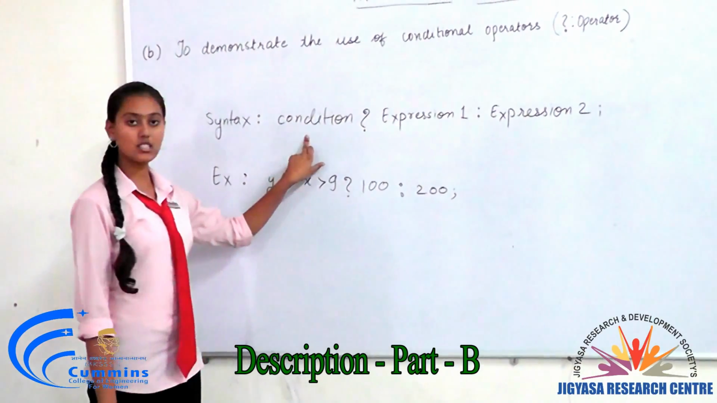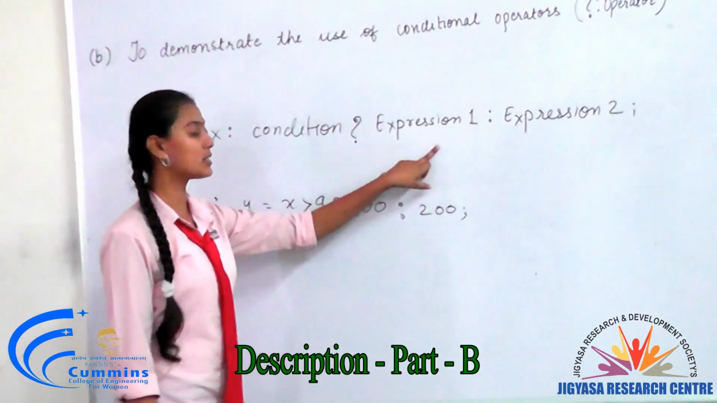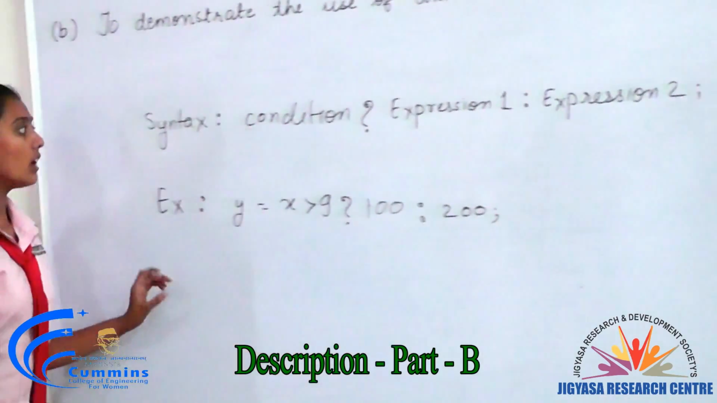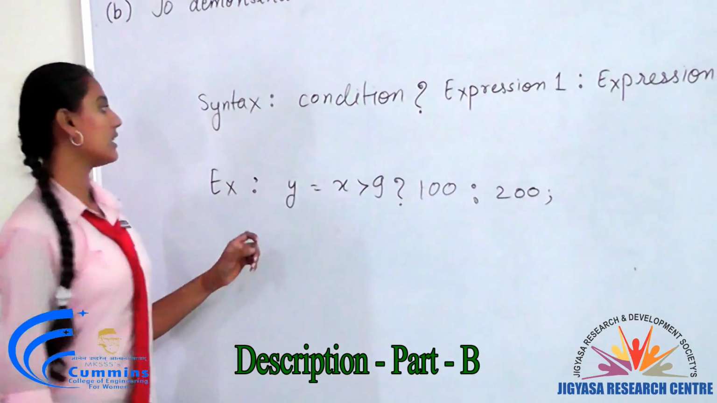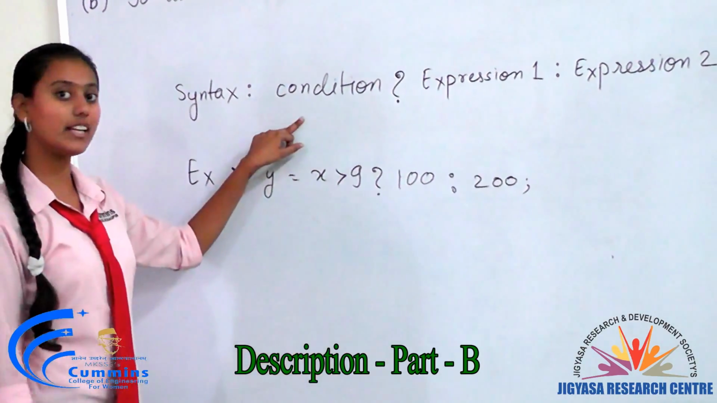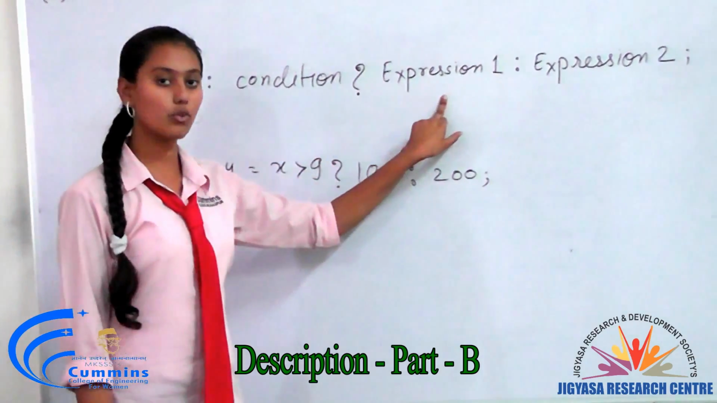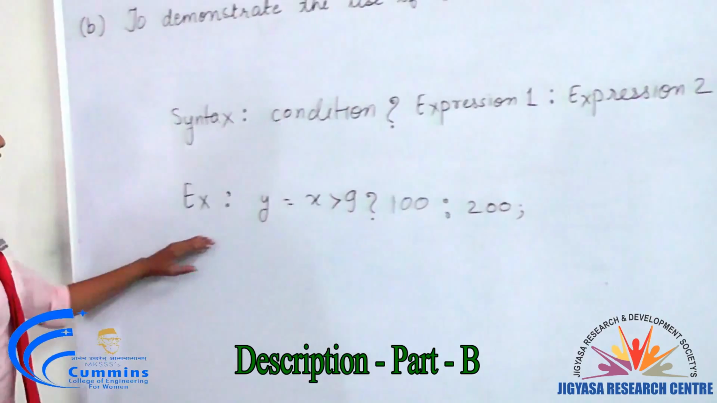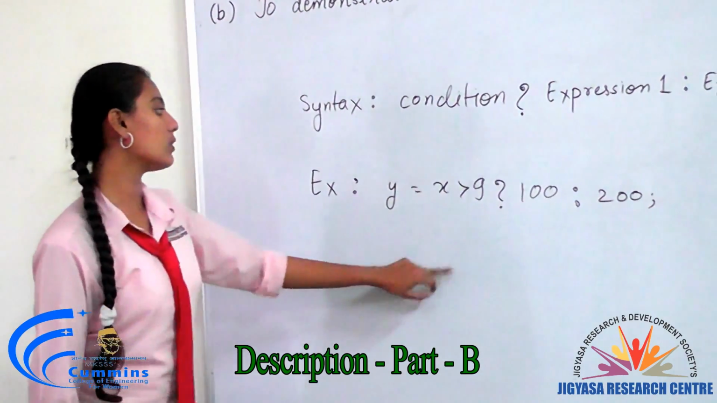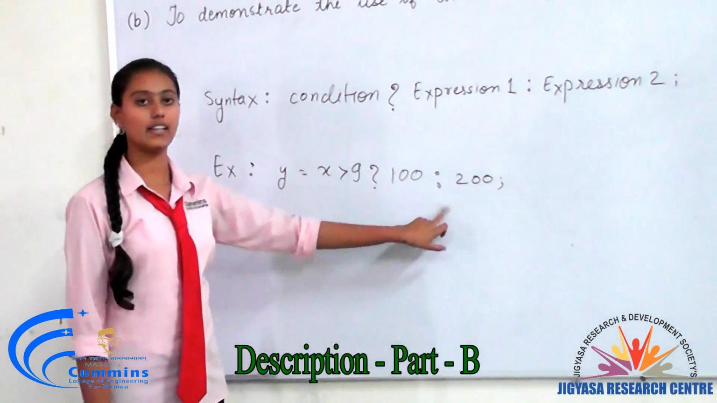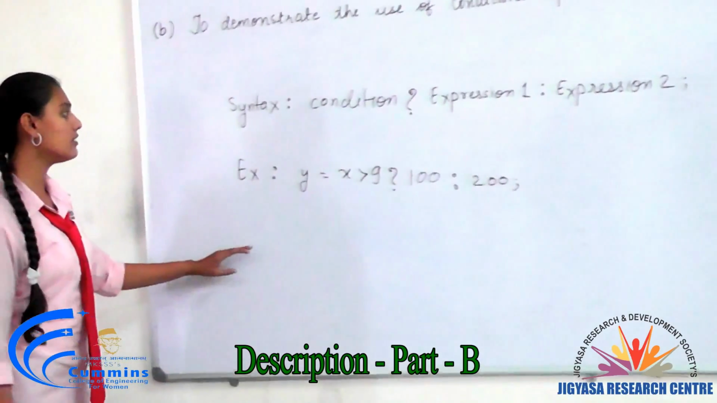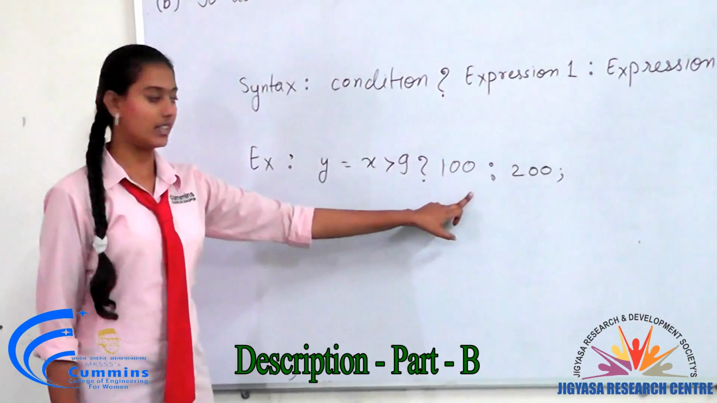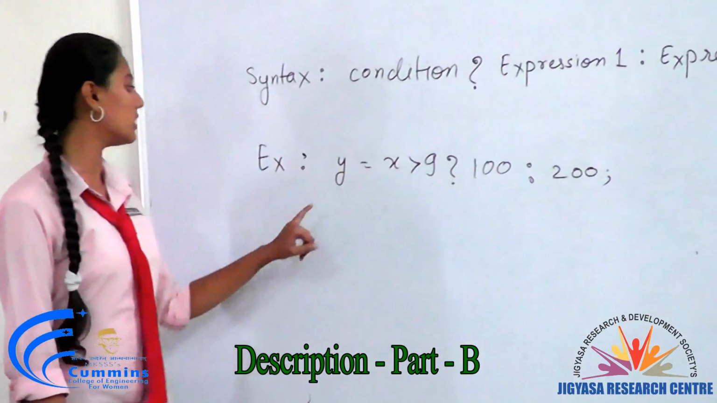Here, the condition is specified before the question mark, then expression 1, colon, expression 2. This statement goes like: if the condition specified here is true, then expression 1 is executed, otherwise expression 2. Here we consider this example: y equals x greater than 9 ? 100 : 200. If this condition is true, y is assigned 100, otherwise 200 is stored in y.